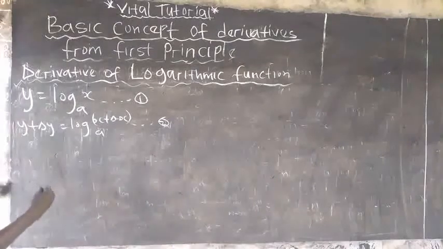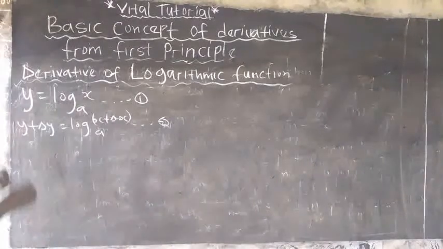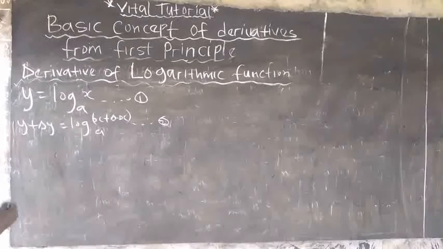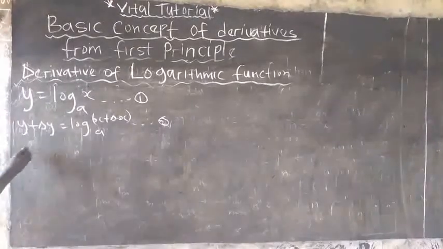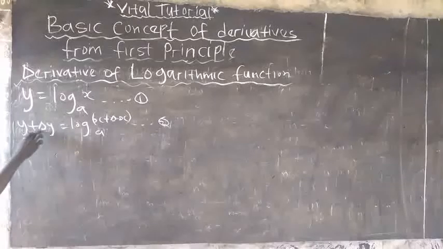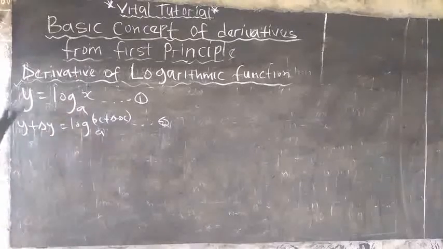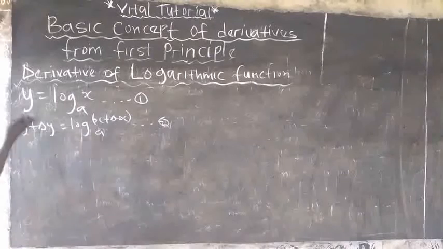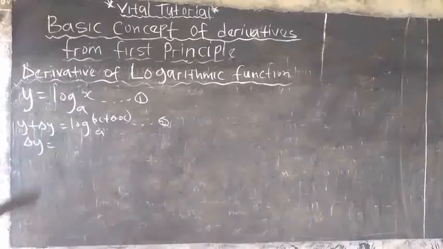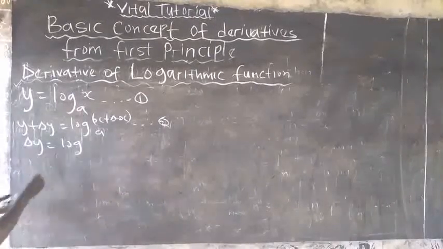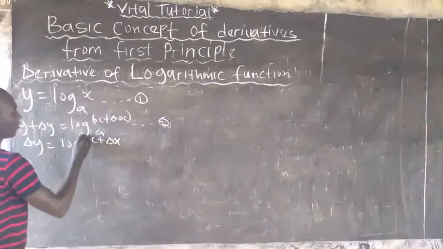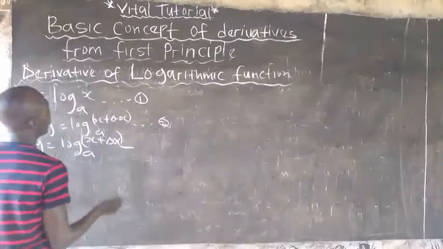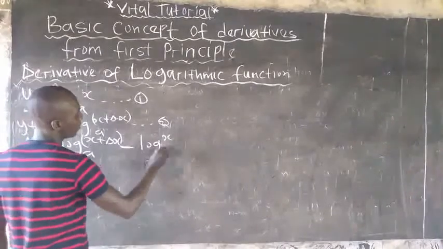Now you can subtract equation 2 from equation 1. It will be y plus change in y minus y. Cancel y. Then we'll be left with change in y equals log of x plus change in x base a minus log x base a.